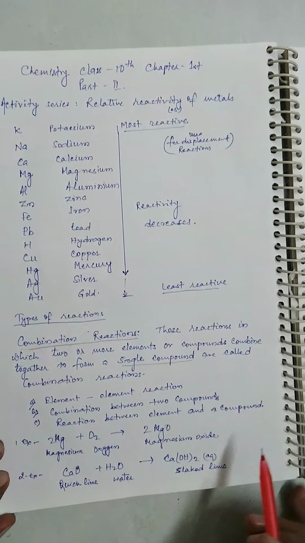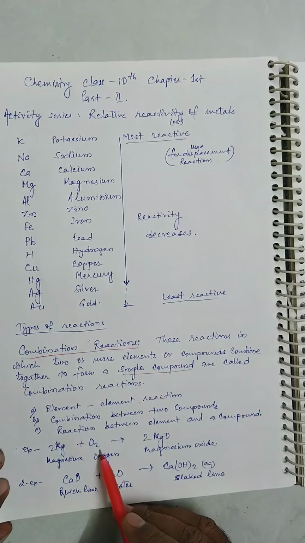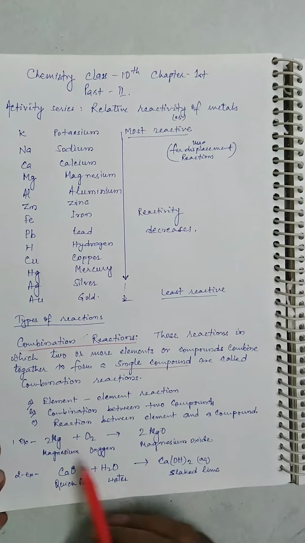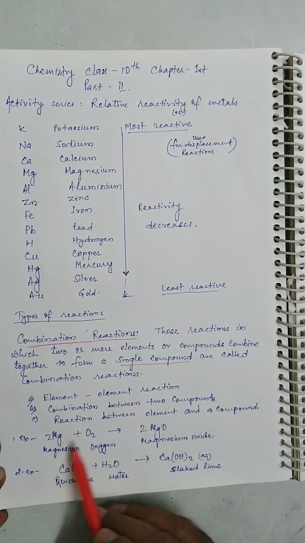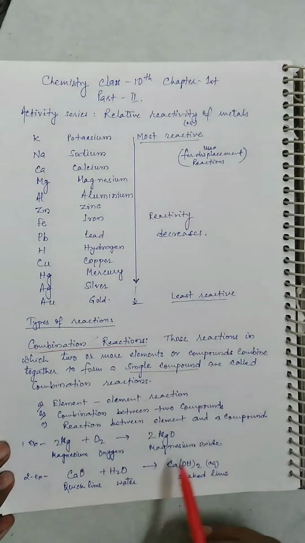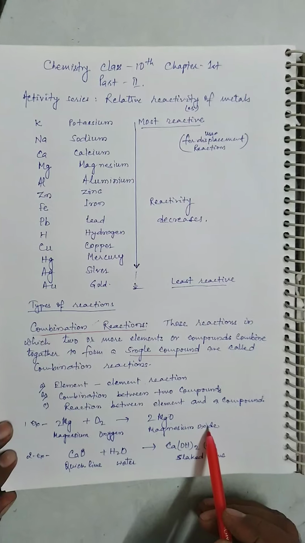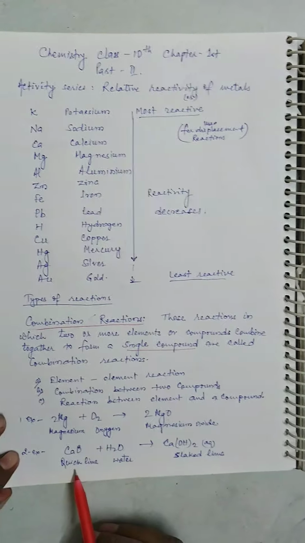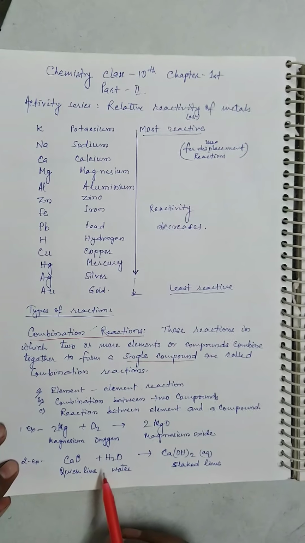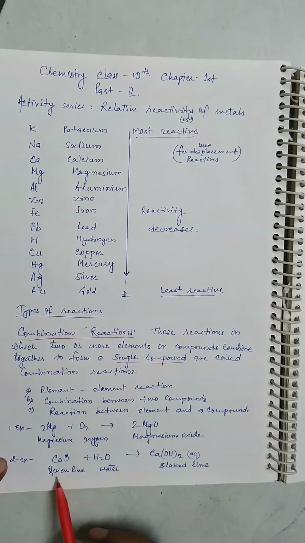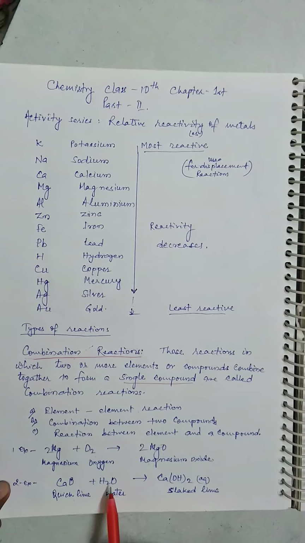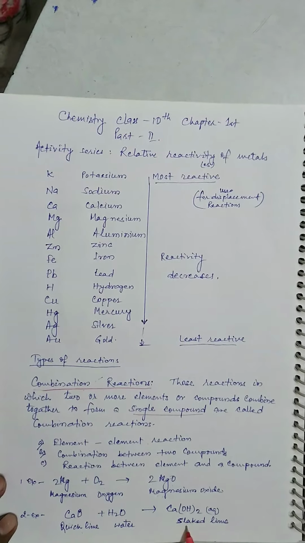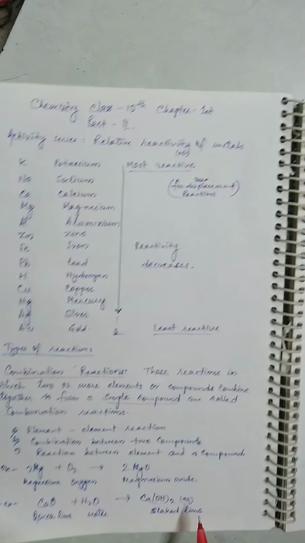For example, magnesium reacts with oxygen, it forms magnesium oxide. It means magnesium is an element, oxygen is an element. With an element-element reaction, a compound is formed. Magnesium oxide is a compound. Now second is calcium oxide, that is quicklime, plus water. It means quicklime is a compound, water is a compound. It means it is a compound-compound reaction. It forms slaked lime, calcium hydroxide.